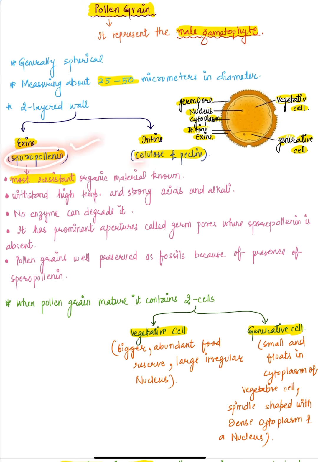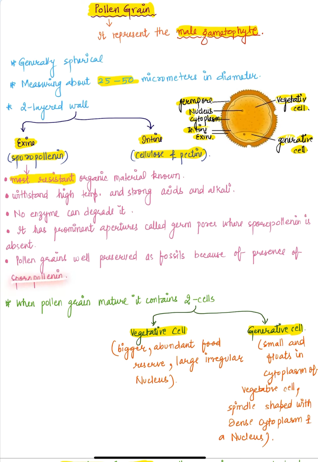Sporopollenin is the most resistant organic material known. It withstands high temperature and strong acids and alkali. No enzyme can degrade it. It has prominent apertures known as germ pores where sporopollenin is absent. Pollen grains are well preserved as fossils because of the presence of sporopollenin.